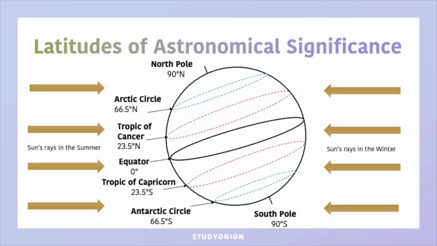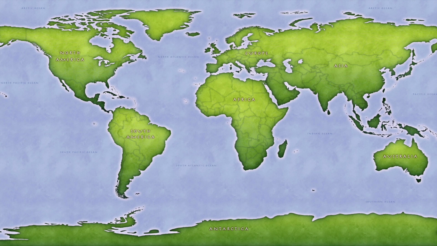The latitudes of astronomical significance are the Arctic Circle at 66.5 degrees north, the Antarctic Circle at 66.5 degrees south, the Tropic of Cancer at 23.5 degrees north, and the Tropic of Capricorn at 23.5 degrees south, the equator at 0 degrees, the North Pole at 90 degrees north, and the South Pole at 90 degrees south.